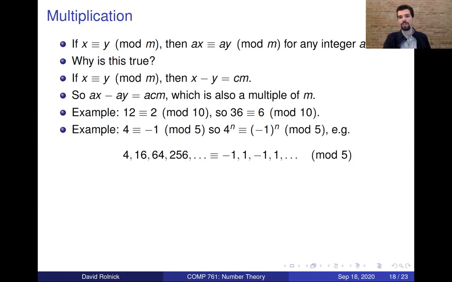As another example, which is a little bit more subtle, 4 is congruent to -1 mod 5. And that means that 4 to the n is congruent to -1 to the n mod 5, because we know that multiplying by 4 is the same as multiplying by -1. So if you just do it many times, 4 to the n is equal to -1 to the n. But that means that we can easily show that all the powers of 4 alternate between -1 and 1 mod 5, as indeed they do. 4, 16, 64, 256, and so on are -1, 1, -1, 1 mod 5. And we see this nice repeating pattern.